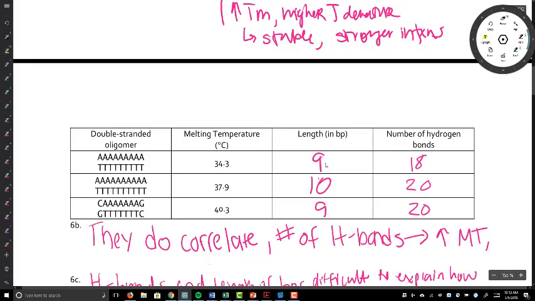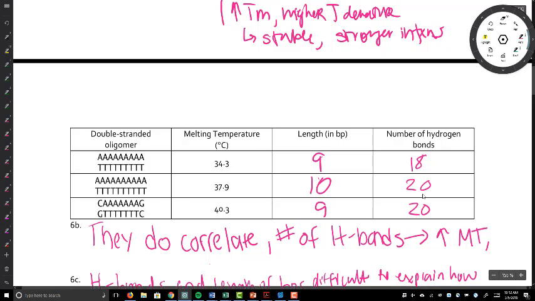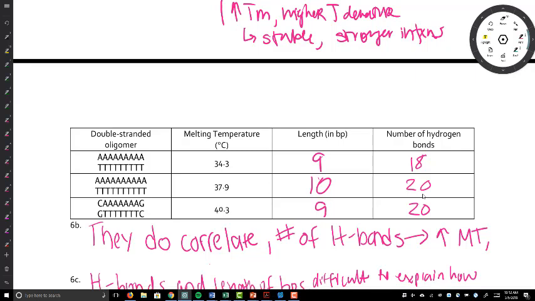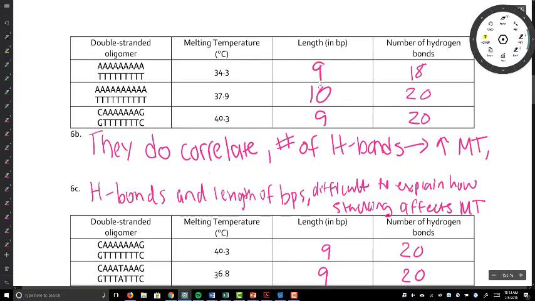Then when you go from number 2 to number 3, you have a fewer number of base pairs. You have the same number of hydrogen bonds. You see that the stability still goes up, even though you have fewer bases and the same number of hydrogen bonds. Okay, so it looks here like the number of hydrogen bonds does matter, especially when you're going from the first DNA strand to the second DNA strand, but that's not necessarily the case.